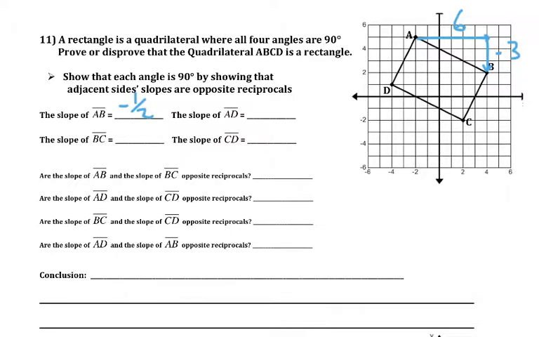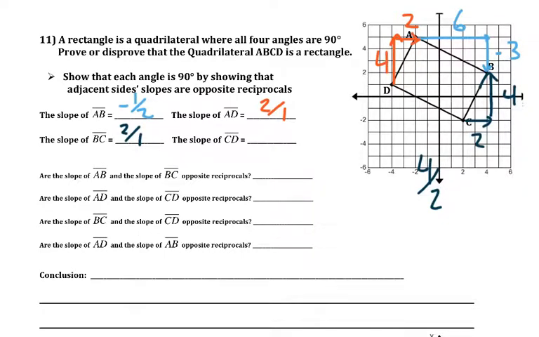Okay, AD. So AD, we're going to go up. It looks like 1, 2, 3, 4. And right 2. So that's also positive. Rise over run would be 4 over 2. 4 divided by 2 is 2. Or we could say 2 over 1. BC. So BC is right 2, up 1, 2, 3, 4. Rise over run, 4 over 2.